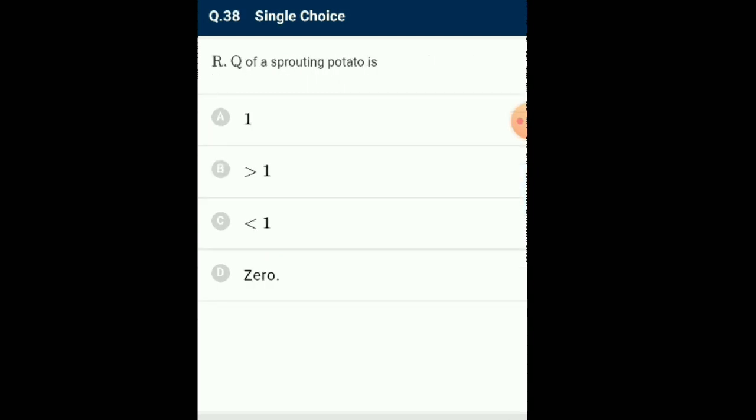Question number 38. Respiratory quotient of sprouting potato is. Respiratory quotient is the ratio of volume of carbon dioxide released to the volume of oxygen taken in respiration, and it is mathematically expressed with the help of a formula. When carbohydrates are used as a respiratory substrate, like germinating wheat, rhizomes, tubers of potato, paddy grains, or green leaves kept in dark, etc., the respiratory value is 1. So the answer for this question is option A.